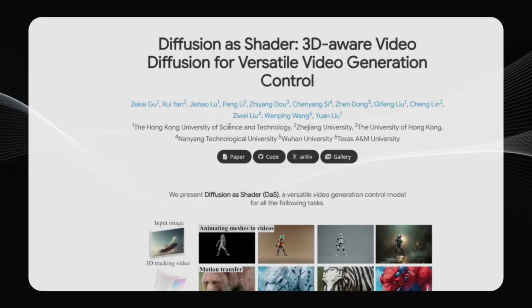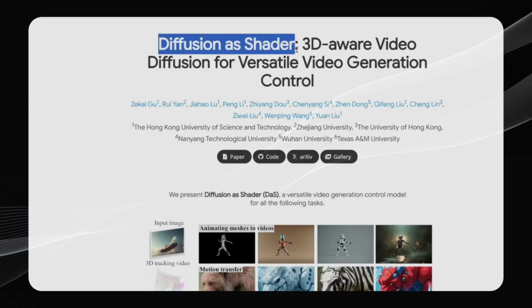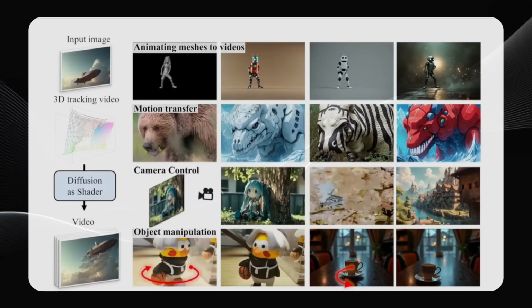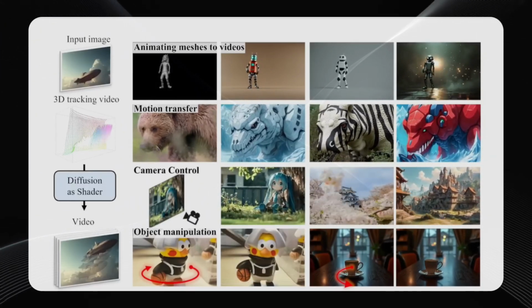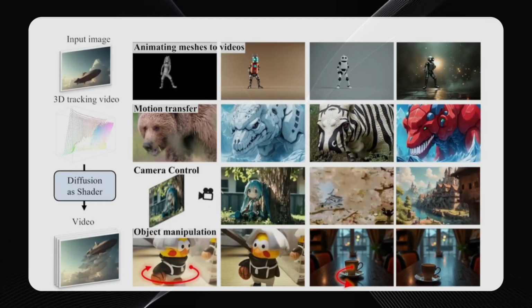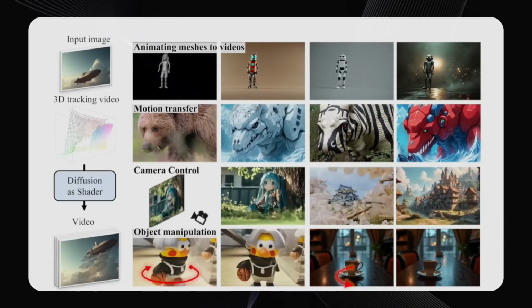Let's start off with something genuinely revolutionary in the AI space. Diffusion as shader. Not another hammer, this one's a transformative one. It lets you make videos out of any image or any video, but the beauty is, you have unprecedented control over the camera position, movement, and even the behavior of the objects in the video.